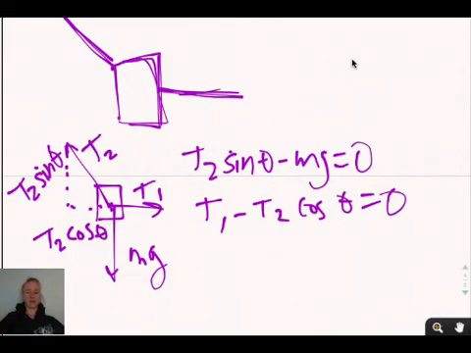It's just another variation. You just separate things that are at angles and consider up minus down and right minus left. And these ones, they always equal 0 because it's static, so it's not moving. So your acceleration is 0.